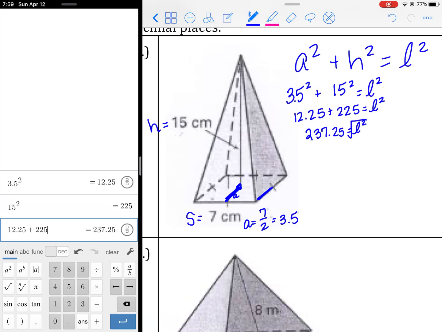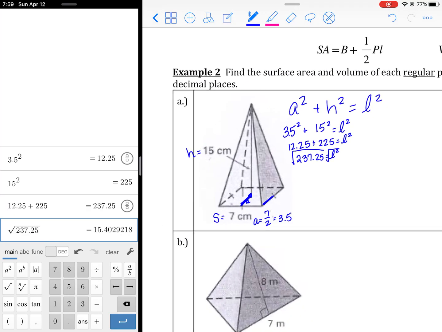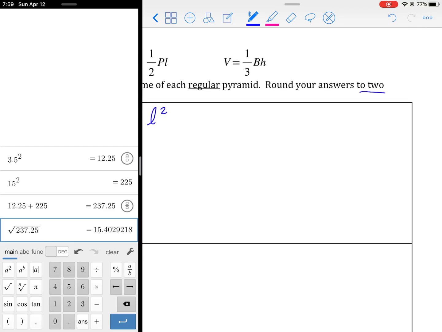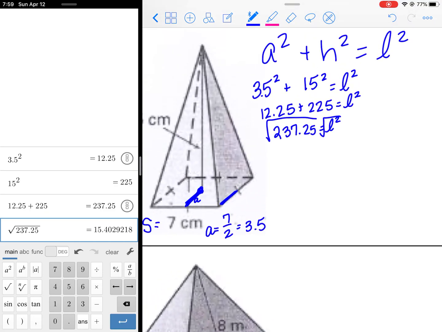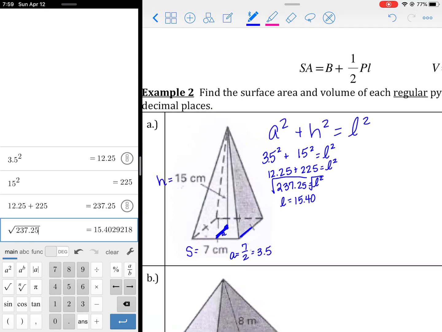So I need to take the square root of both sides. So I do the square root of 237.25. And I'm going to go in and round this. And so up here it says to round to 2 decimal places. So I'm going to say the slant height is 15.40. All right, so slant height was one of the things that I need. So now I know what the value of L is.